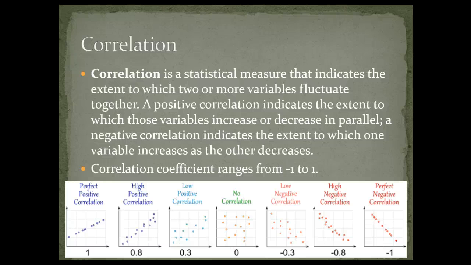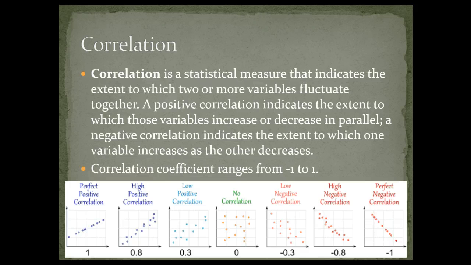Next, correlation. I'm sure we all know it. We're just going to cover it here. It is a measure that indicates the extent to which 2 or more variables fluctuate together. If it's positive, it indicates the extent to which the variables increase or decrease in parallel with each other. A negative correlation indicates the extent to which one variable increases and the other variable decreases. And these values range from -1 to 1. The closer you get to the 0 value, the less significant the relationship is.